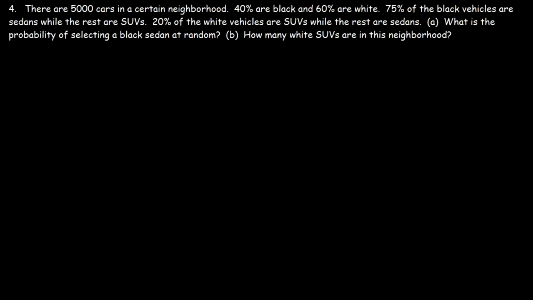Now let's work on this problem. There are 5,000 cars in a certain neighborhood. 40% are black and 60% are white. 75% of the black vehicles are sedans, while the rest are SUVs. 20% of the white vehicles are SUVs, while the rest are sedans. What is the probability of selecting a black sedan at random?